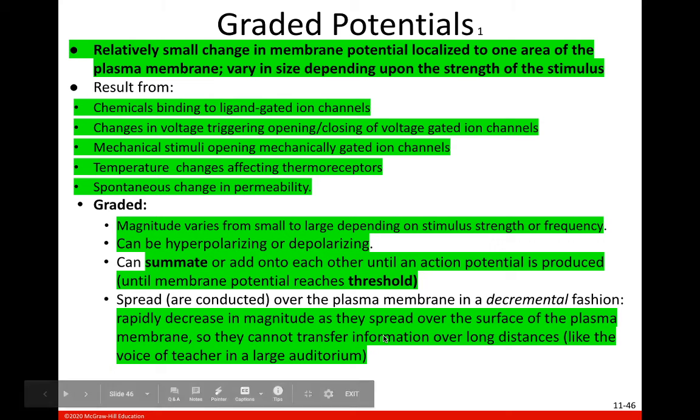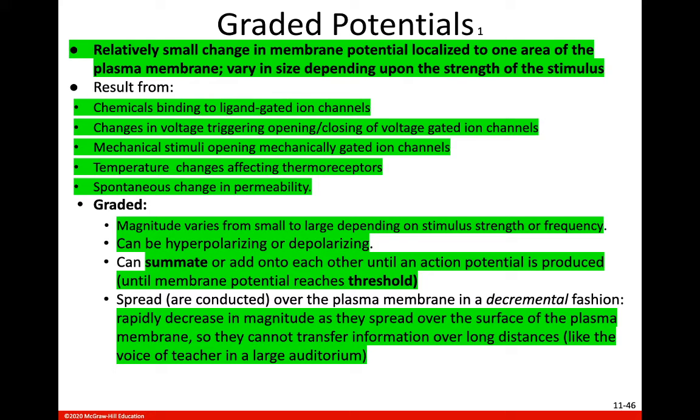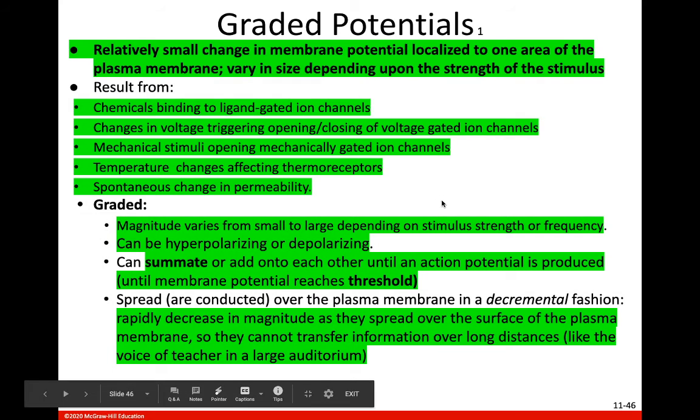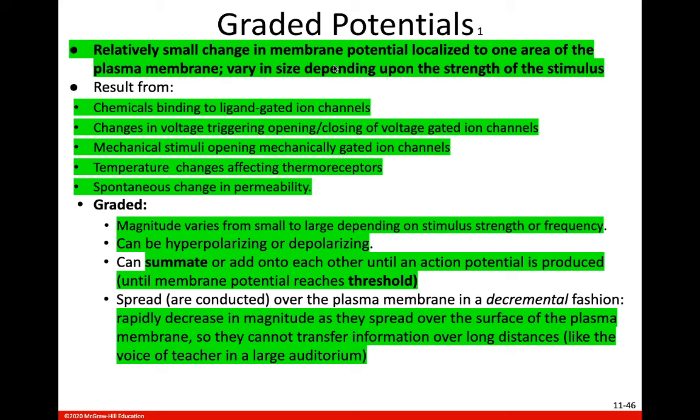They're small anyway, and as they move across the cell membrane from one area to the other, they just get weaker and weaker and weaker. So therefore, they don't last very long. They can't go very far, and they don't last very long. The ones that last long and go far are the action potential. So these little bitty small changes can add up to give us the big long one. But they themselves can't do a whole lot because they're just not strong enough to do much.